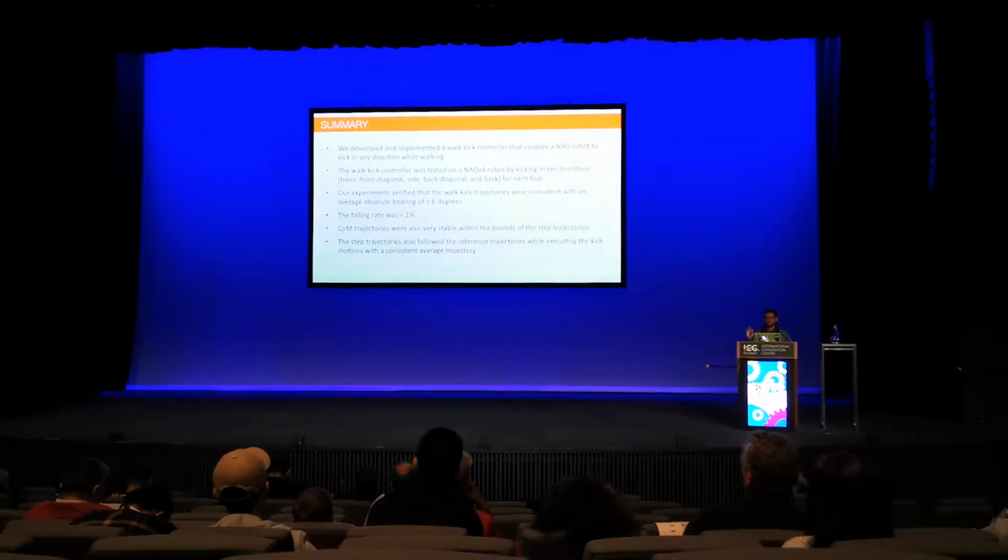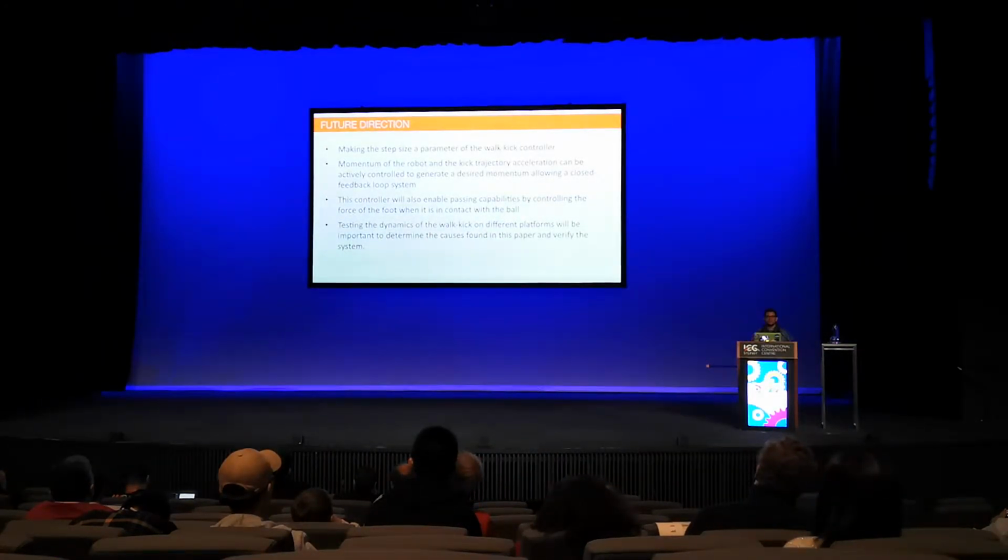We showed through experiments that a robot can walk kick reliably without falling almost 100% of the time, and verified that the walk kick trajectories were consistent with an average absolute bearing of less than 6 degrees, which shows that the walk kick is able to kick the ball and walk, and the center of mass trajectories were also very stable within the bounds of the step trajectories. The step trajectories also follow the reference trajectories while executing the kick motions with a consistent average trajectory.